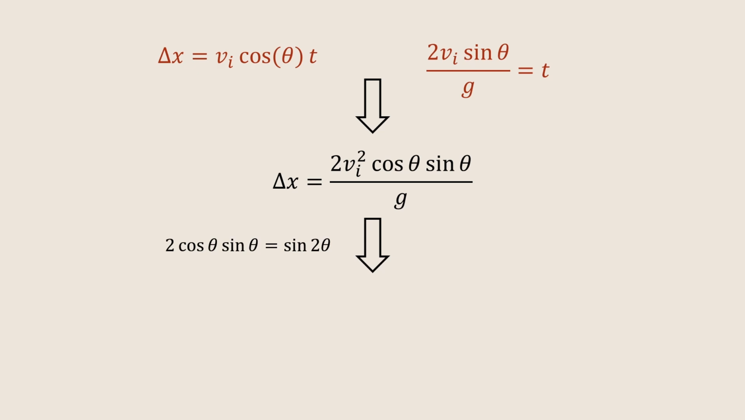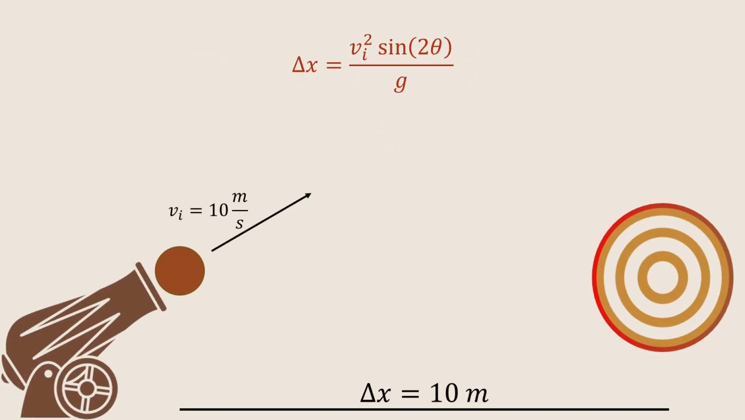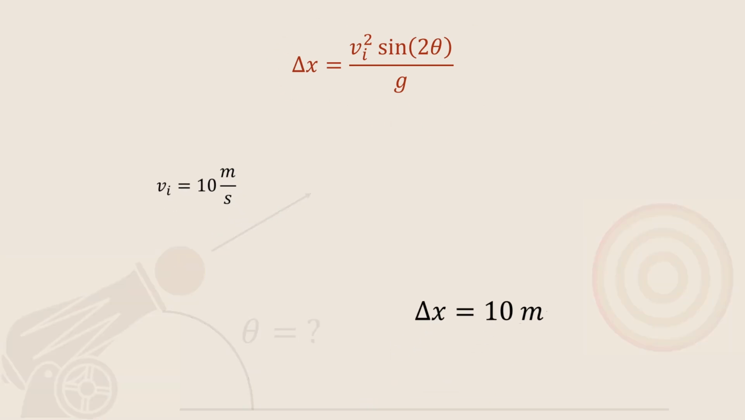From here, we can use this identity that 2 cosine of theta times sine of theta is equal to sine of 2 theta. Notice here that we have 2 cosine of theta and sine of theta. This makes the equation into delta x equals initial velocity squared times sine of 2 theta divided by g. Now that we have this equation, we can use it along with initial velocity and delta x to calculate our angle theta. We need to rearrange this equation and solve it for theta, which I will do symbolically.